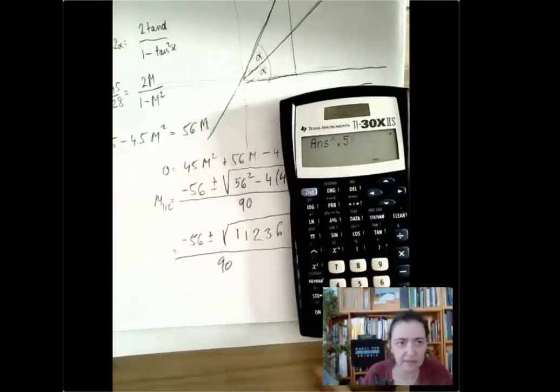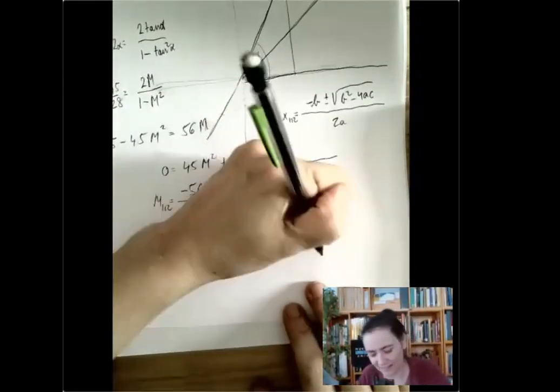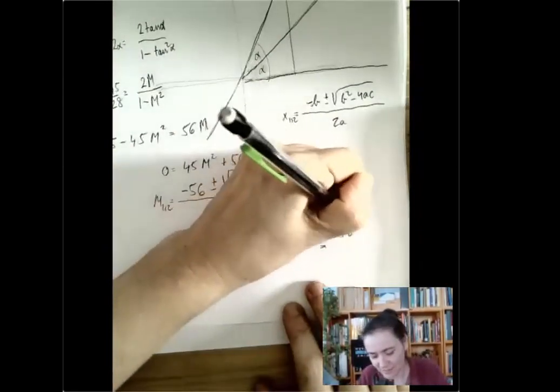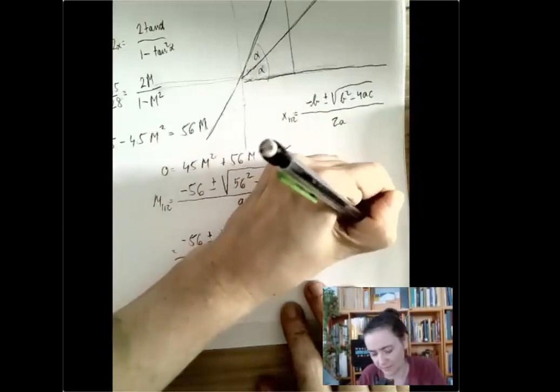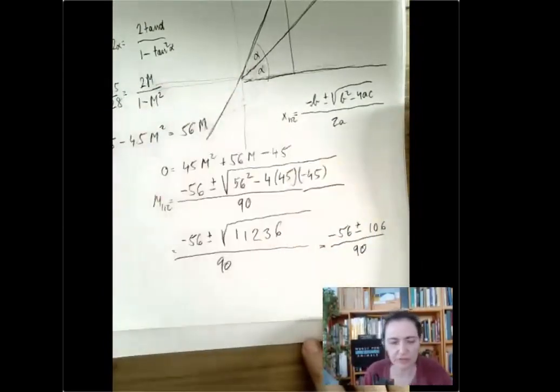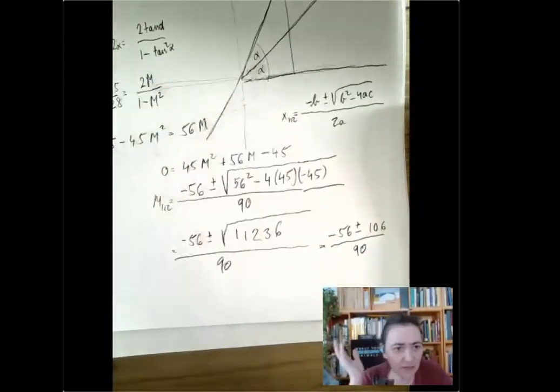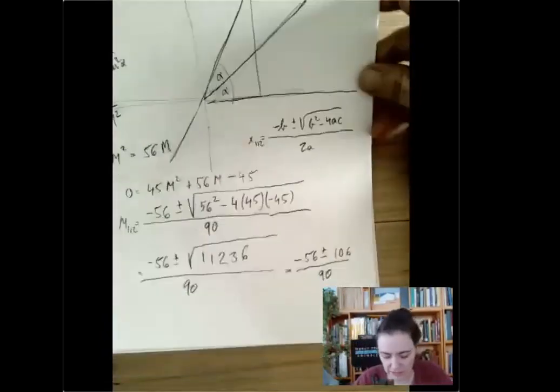We take the square root. Oh, that's always encouraging. So we get negative 56 plus minus 106 divided by 90. And that's a little bit worrisome because the tangent could be positive or negative. It could be less than 1 or bigger than 1 or 1. So it looks like we have two answers, but geometry tells us there should be a unique answer here.